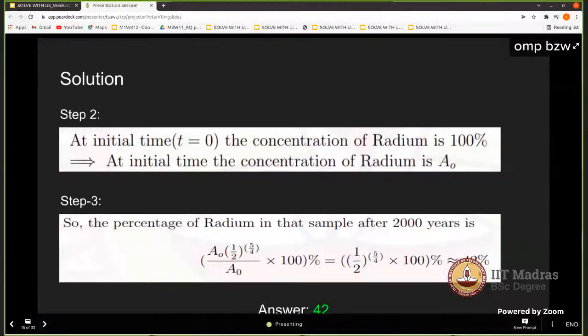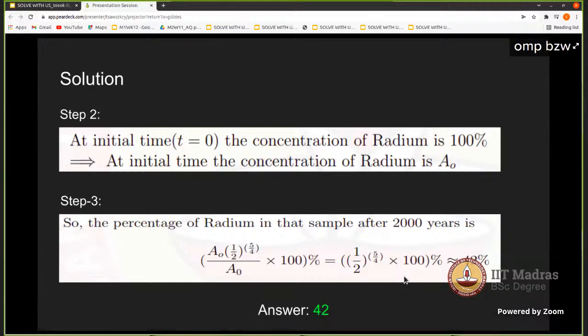Okay. So the answer is 42.04, isn't it? 42.04 something, but if you approximate it, you will get something like 42. 42 is required to us. So if you compute this, A naught and A naught will get cancelled. Even if I do not do it like this, I put 100 in place of A naught, that is fine. Even that is good. Just put 100 in place of A naught, and you will directly get the answer. Yes, sir. Okay.